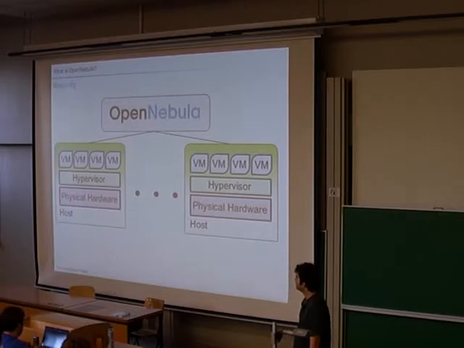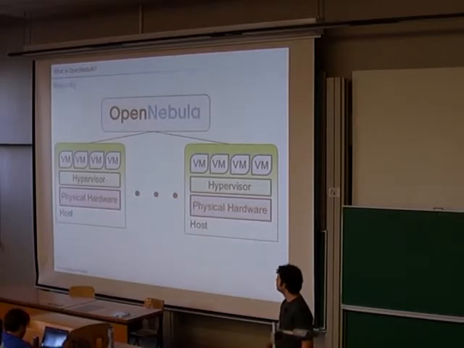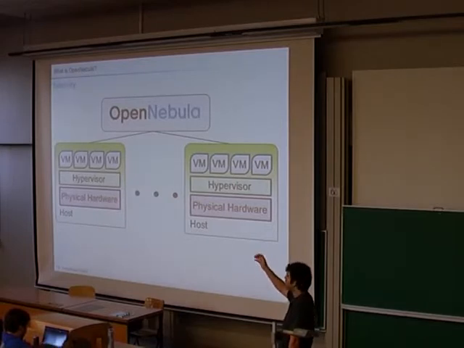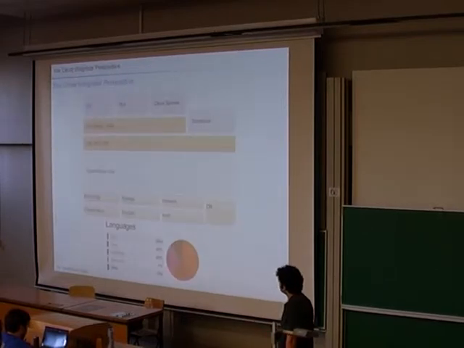This slide shows beautifully how OpenNebula works. This is a real OpenNebula deployment. You have one OpenNebula node with the OpenNebula daemon and the scheduler, and that's it. You don't need any agents on your nodes. As long as those nodes have a hypervisor and SSH, OpenNebula will communicate with them. So getting started with OpenNebula is really easy. Just install OpenNebula on the front end. This is OpenNebula's architecture.